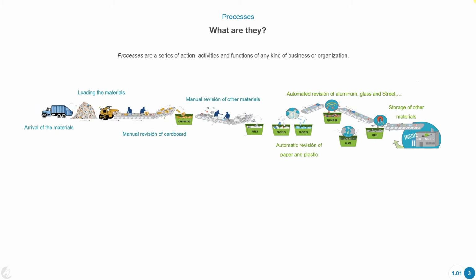As it says here, a process is a series of activities, actions, functions that any kind of business or organization is going to perform in order to achieve their goals. Okay, so here we have an example of a process. Actually, it starts every time a truck enters a warehouse, for example, with material. So as soon as the truck arrives, the process starts. And we've got a whole bunch of different activities that have to be performed in order to achieve our goals.